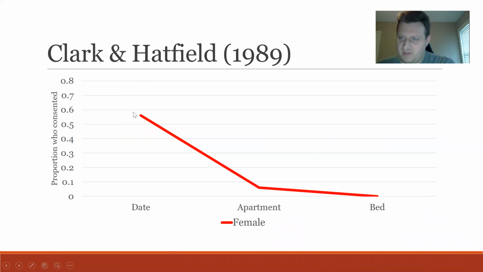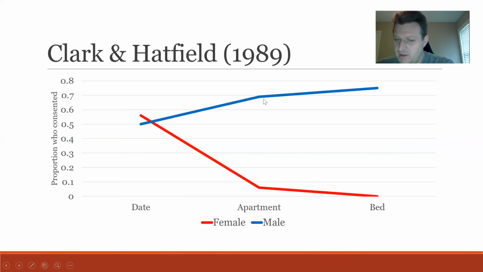So this is what we see for female subjects. What do you predict is going to happen when we look at male subjects? With male subjects, do you want to go on a date with me? It's about 50%. Go back to my apartment, higher than that. Go back to bed with me, even higher than that. So we get the opposite pattern of results here for males.